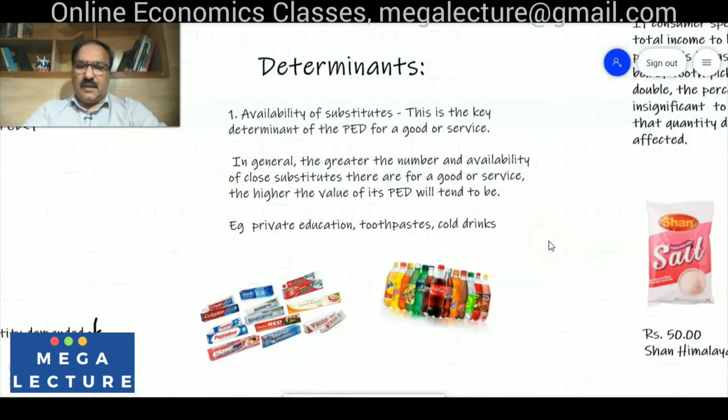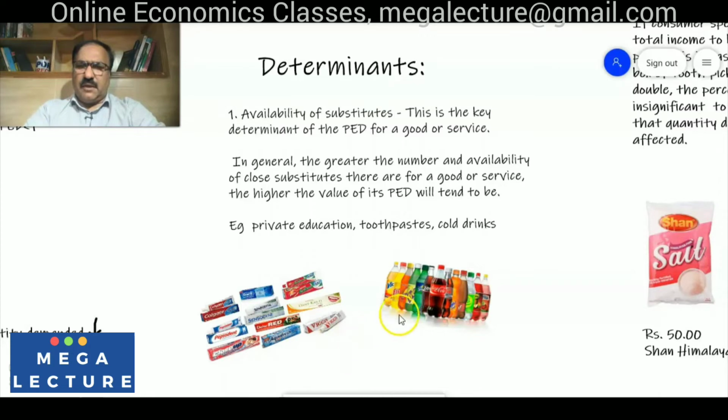Number one and most important factor is the availability of substitutes. Well, we can say that this is a key determinant of the PED for a good or service. In general, if there is a greater number of substitutes available for a product, demand becomes elastic. And if substitutes are fewer in number or no substitutes are available, then demand becomes inelastic. And in some cases, demand can become perfectly inelastic. For example, toothpaste or cold drinks.